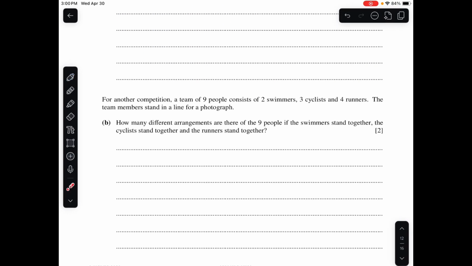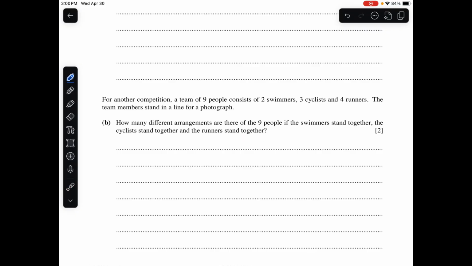Part B. For another competition, a team of 9 people consists of 2 swimmers, 3 cyclists, and 4 runners. And the team members stand in a line for a photograph. How many different arrangements are there of 9 people? If the swimmers stand together, the cyclists stand together, and the runners also stand together.